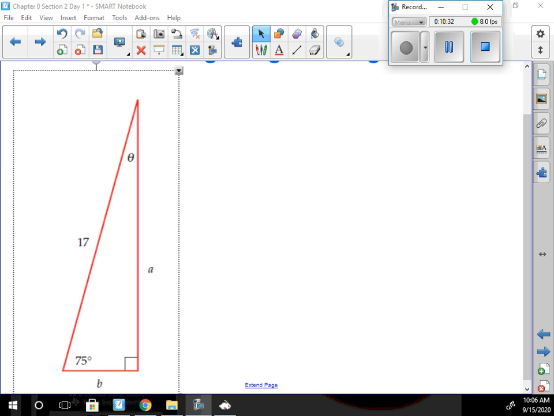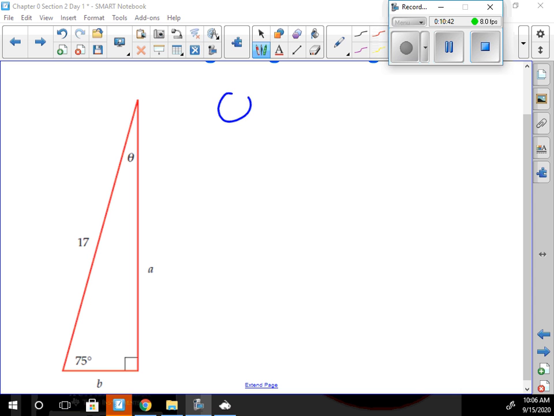When I look at how to solve this one, I just reference the fact that we know there's 180 degrees in a triangle. And so if I needed to find my theta, I could do theta equals 180 minus 90 minus 75. And that would give me 15 degrees. Know that this angle is a 90, this is a 75. 180 minus 75 minus 90 gives us the last angle, 15 degrees.